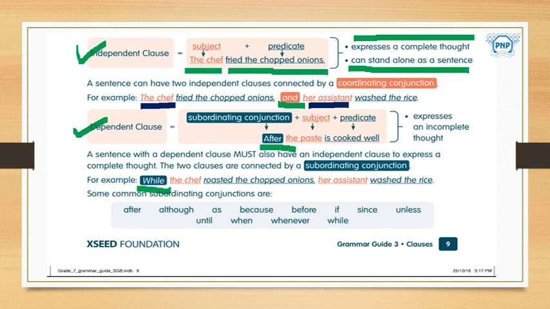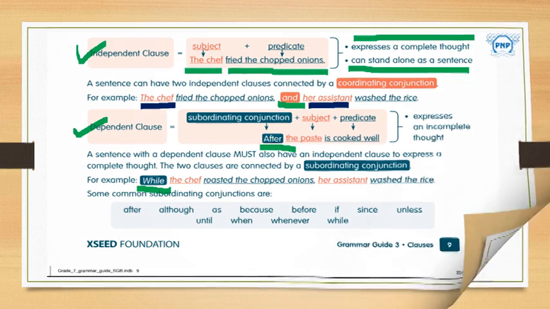So do remember all these. Correct. The example is: while the chef roasted the chopped onions, her assistant washed the rice. Her assistant washed the rice is the main clause. And while the chef roasted the chopped onions is the subordinate clause. You can see it easily. So I hope you have understood the difference between independent clause and dependent clause.